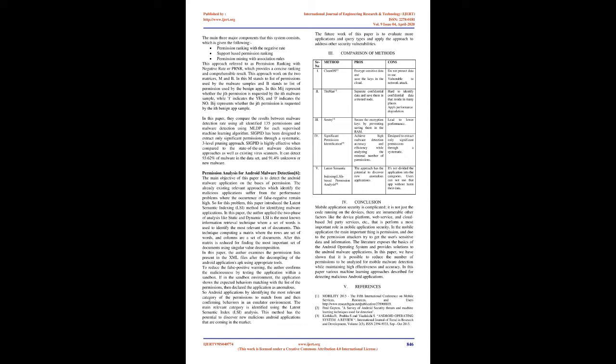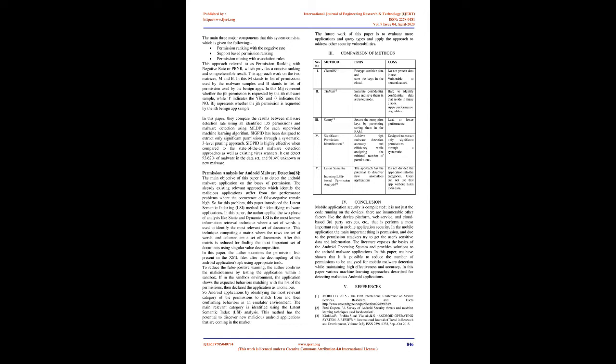The main three major components that this system consists of are the following: permission ranking with negative rate, support-based permission ranking, and permission mining with association rules. This approach is referred to as permission ranking with negative rate, or PRNR, which provides a concise ranking and comprehensible result.